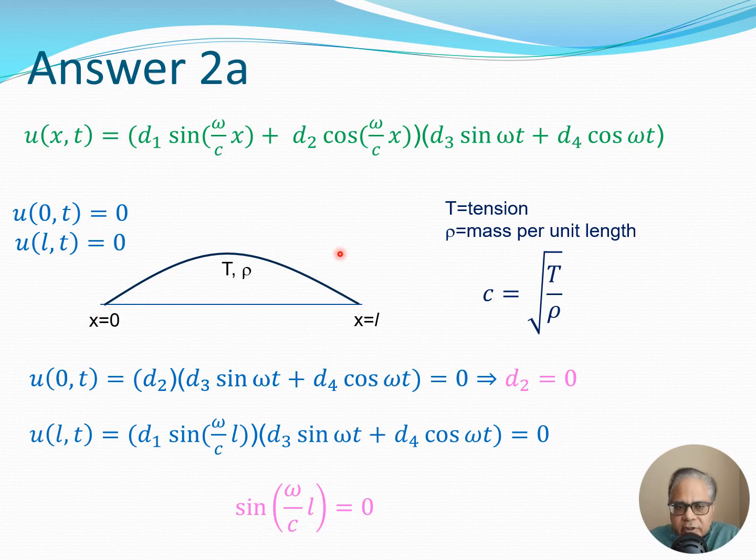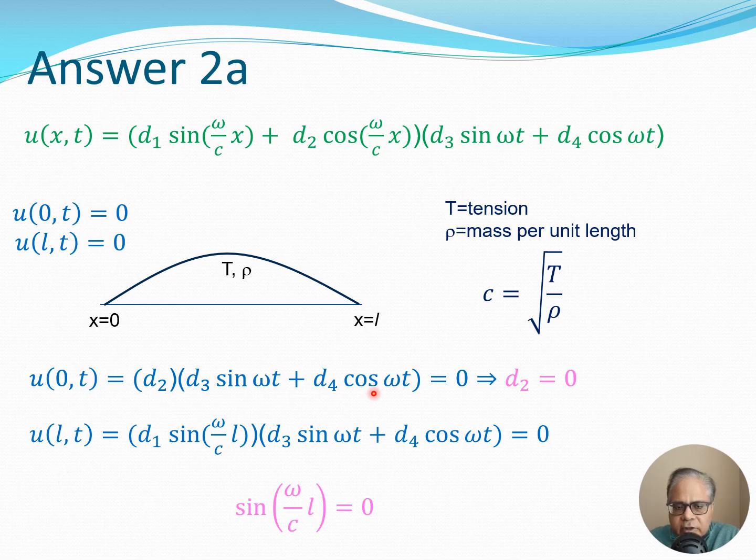Like I mentioned, there is a string like this here. The string starts from x is 0 and ends at x is L, and the displacements at these two points are 0. You also remember that for the string, c is actually a physical representation. So c can be written as root of T by rho, where T is the tension in the string and rho is the mass per unit length. Now we substitute these two boundary conditions in the equation here, the solution in green.